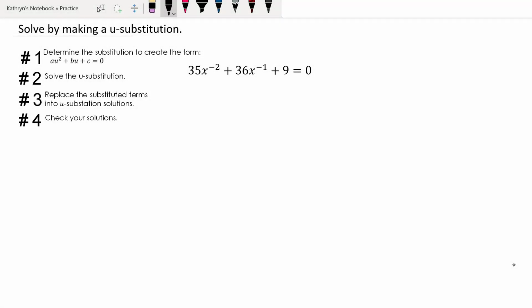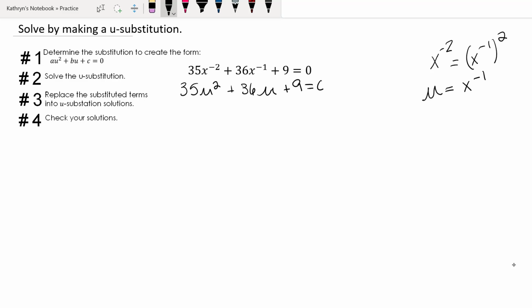Let's solve by making a U-substitution. Well, we have x to the negative 2. That's the same thing as saying x to the negative 1 squared. So what we're going to do is say u equals x to the negative 1. So we're going to have 35u squared plus 36u plus 9 equals 0.